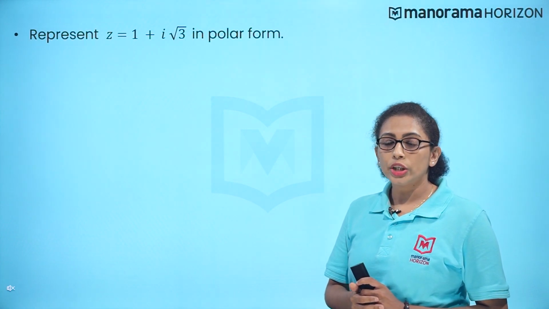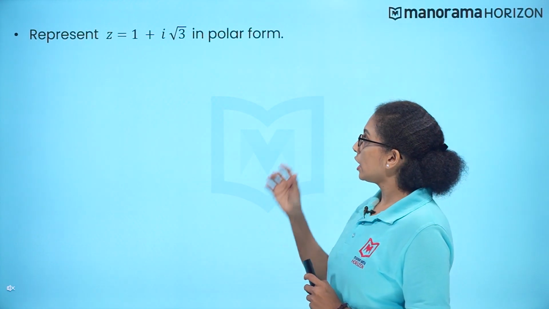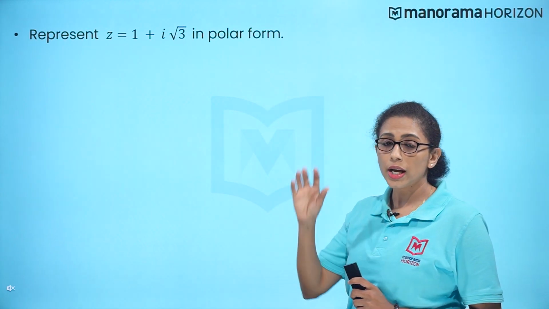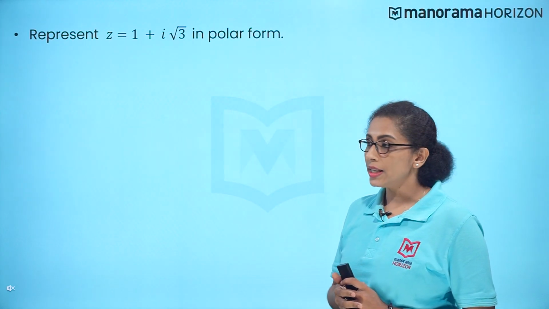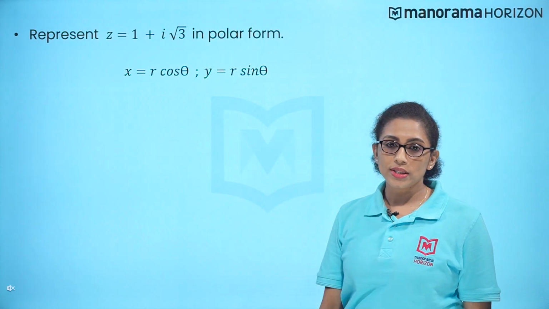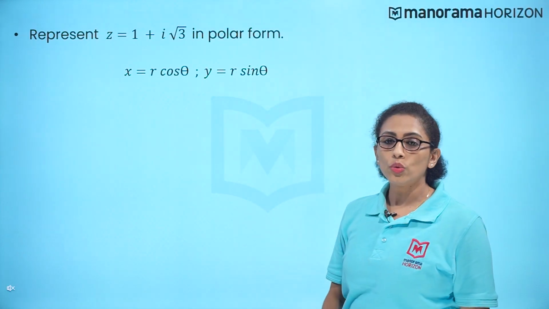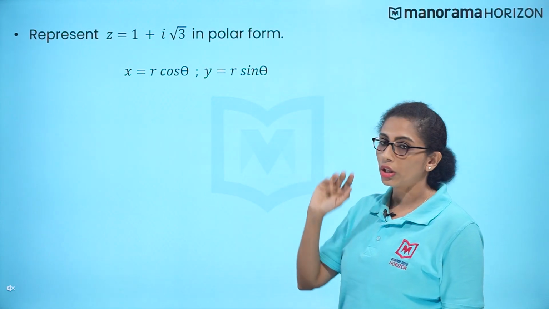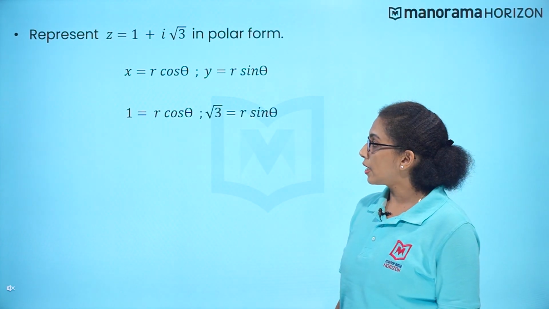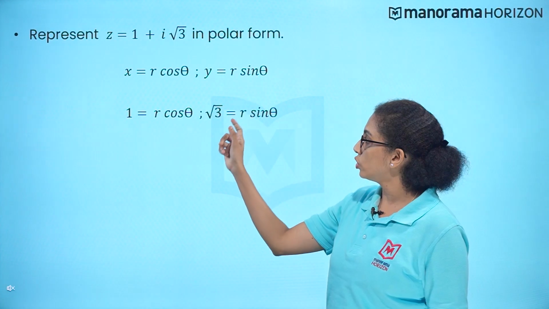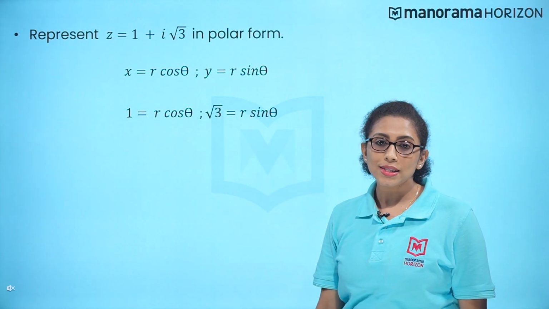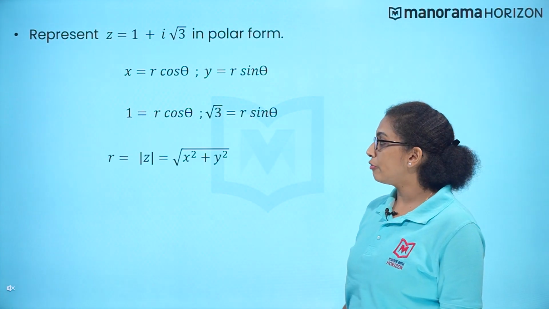Represent z equal to 1 plus i root 3 in polar form. Remember, we have to do it in polar form. Now, we know that x is equal to r cos theta and y is equal to r sin theta. Now, substitute the values of x and y. That is, 1 is equal to r cos theta and the y value is root 3. So, root 3 is equal to r sin theta. Now, find the value of r.